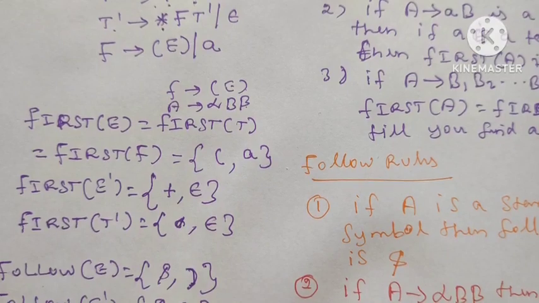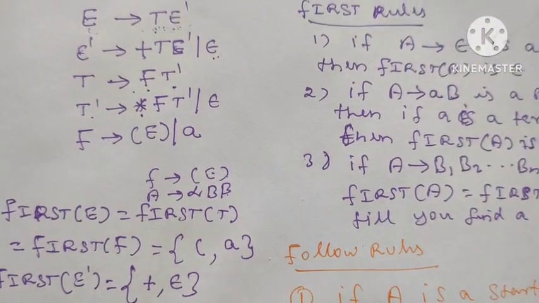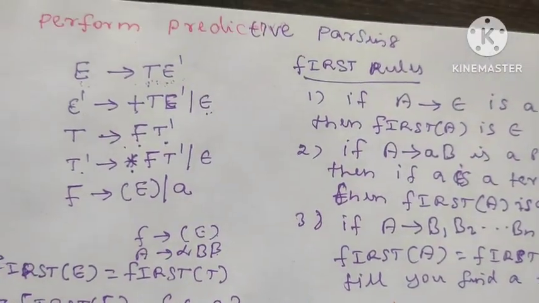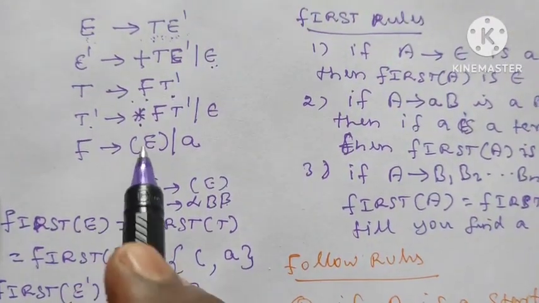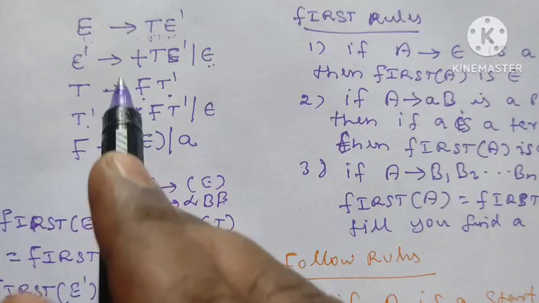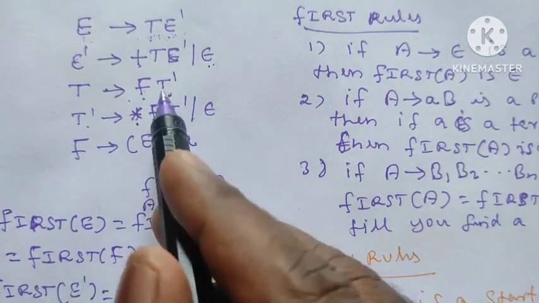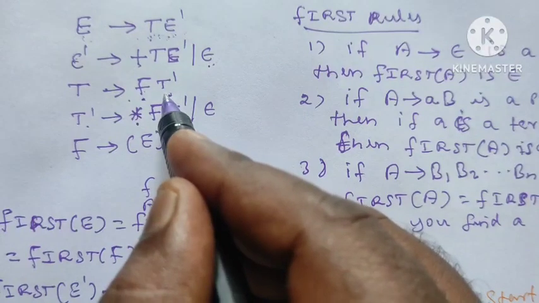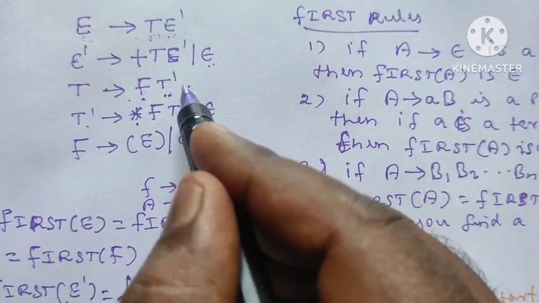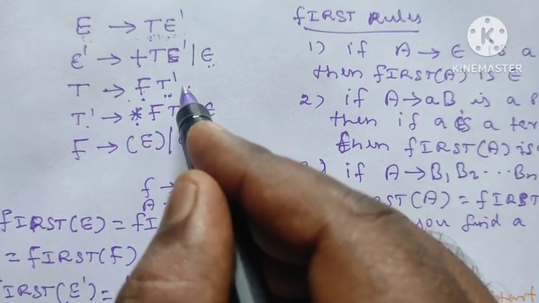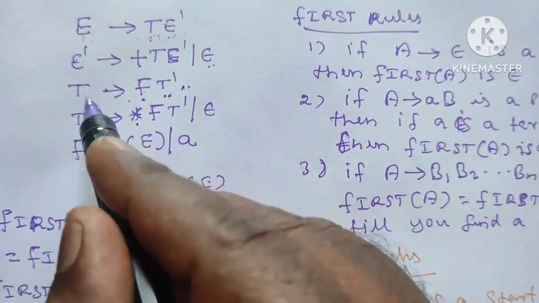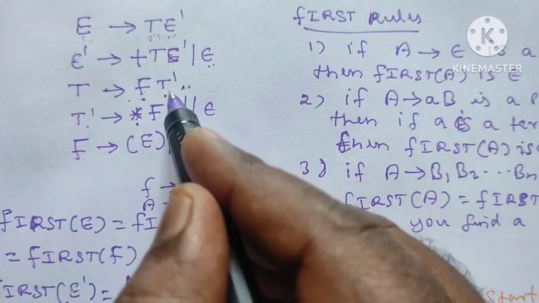Okay, so now first of T dash. There's a small change here. Listen carefully. I want to find first of T dash, so I take F T dash. F T dash means this is alpha, this is beta, this is B, and this is beta. Beta is actually nothing, so first of beta is epsilon. So first of beta is epsilon, means follow for T is actually follow for T dash.